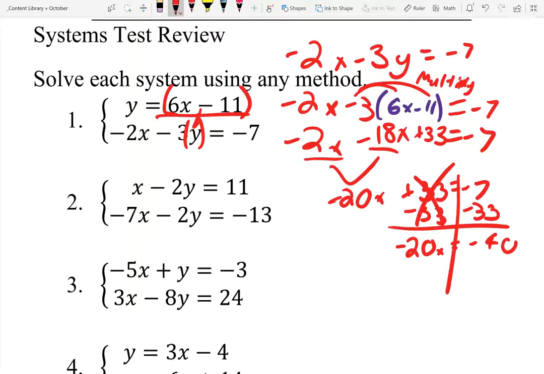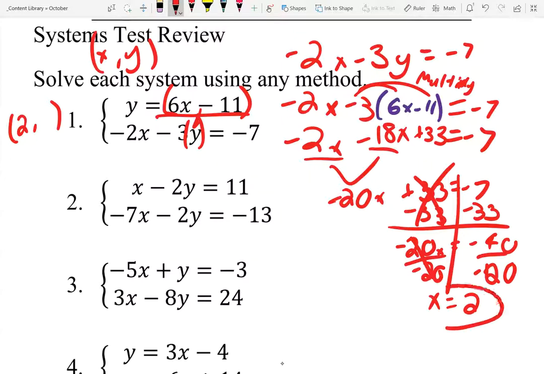Negative 40. And now, because negative 20 is getting multiplied with x, the opposite of multiplying is dividing. So we're going to divide by negative 20. That way it'll cancel out. We'll have x equal to positive 2. Now, keep in mind that every solution is an ordered pair, an XY ordered pair.